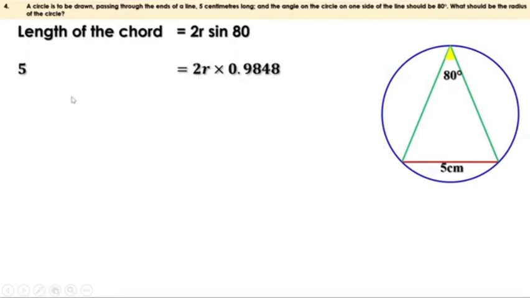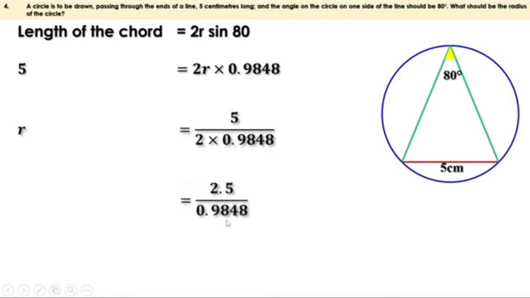We have to find r. So 5 is equal to 2 into 0.9848 r. So r is equal to 5 divided by 2 into 0.9848. For the division, we can round the figure. Instead of doing 2 into 0.9848, let's do 5/2 first. 2.5 divided by 0.9848. We can round 0.9848 and write 0.98, because the third number is less than 5. So 2.5 divided by 0.98.